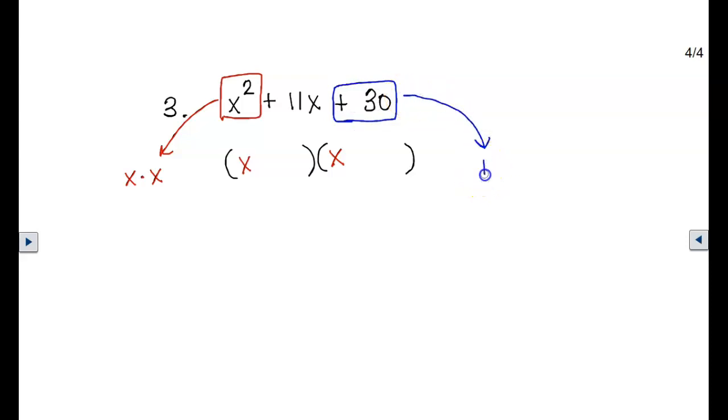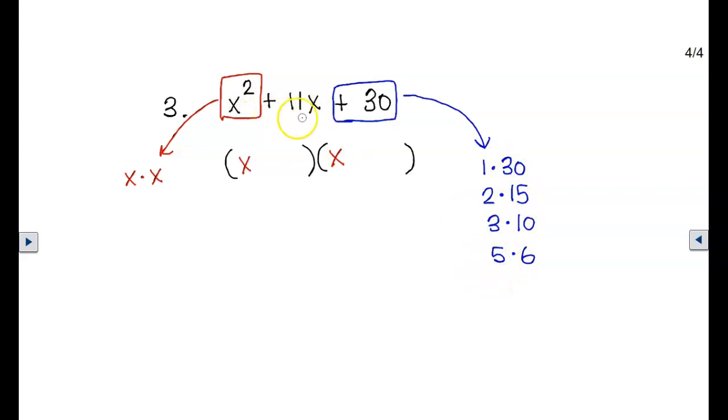And to get a positive 30, I know I could do 1 times 30. I could do 2 times 15. I could do 3 times 10. I could do 5 times 6. So notice this time I have several combinations that I could choose from.